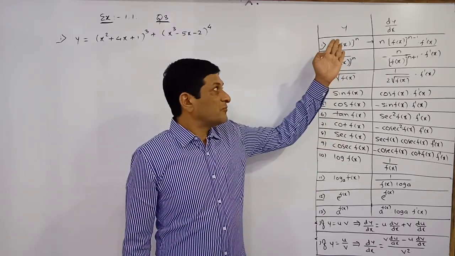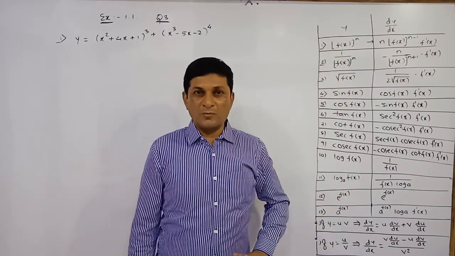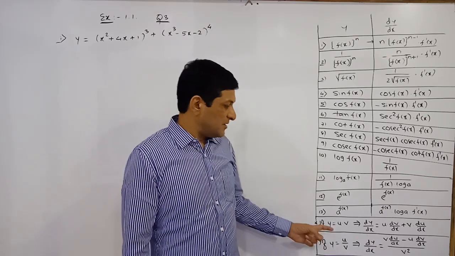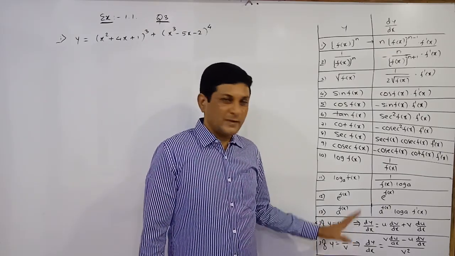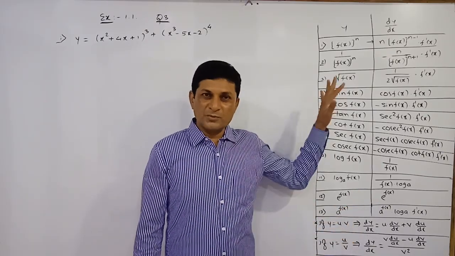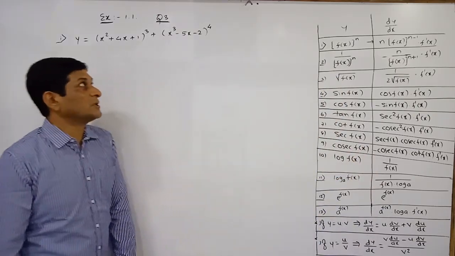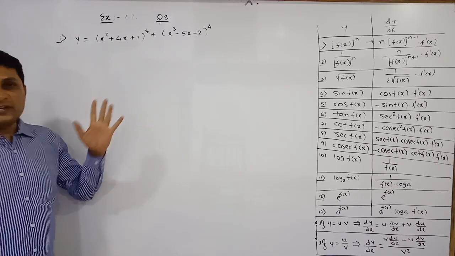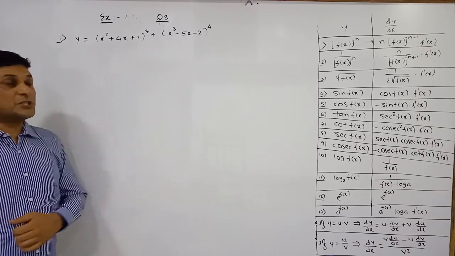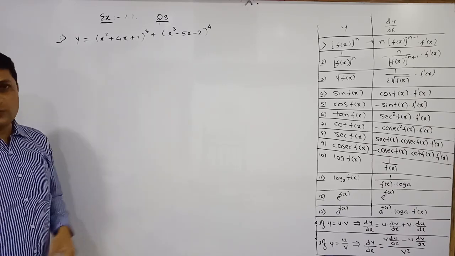Before that, I hope all of you have gone through all these formulas. Along with these standard formulas I have also written the product rule and the quotient rule. Now, using these formulas and rules, we are solving the examples from question number 3. There are a total of 20 examples in this question, so let us begin with the first one.